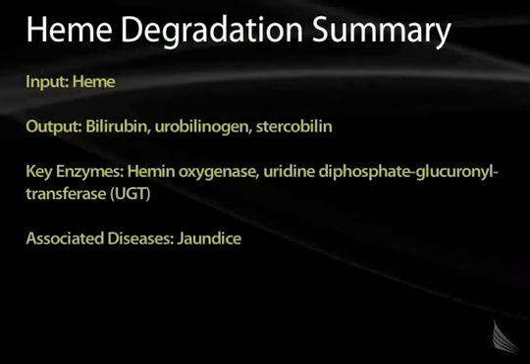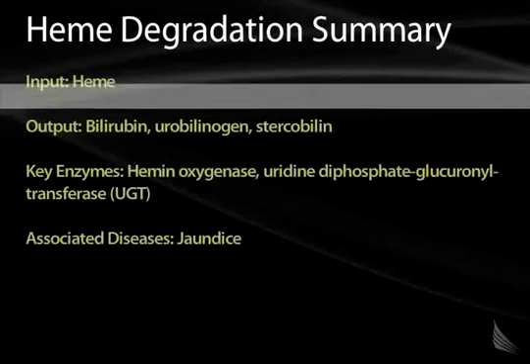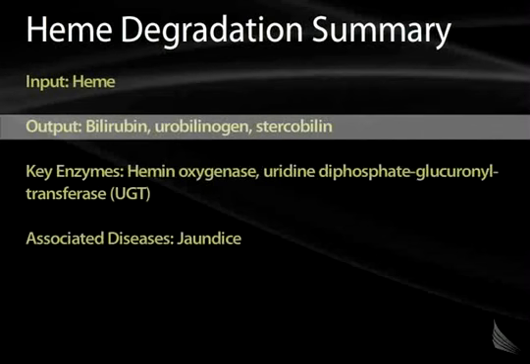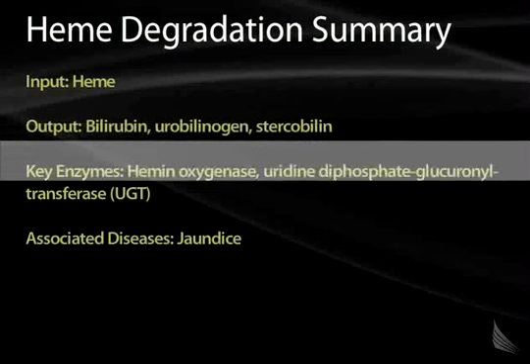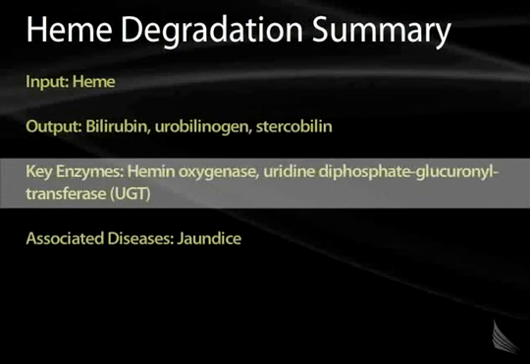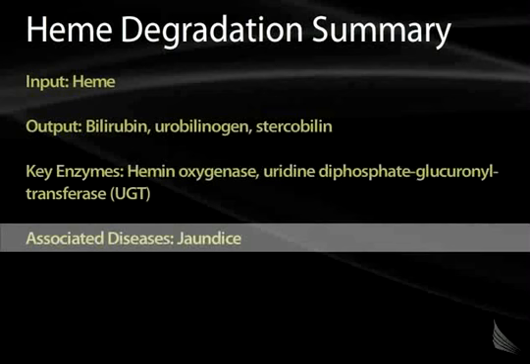So here's a summary of heme degradation. The input is heme, the output is bilirubin, which is converted in the intestine to urobilinogen, then excreted in the kidneys, and also stercobilin. The key enzymes are hemin oxygenase, which is the first step, and uridine diphosphate glucuronidase, or UGT. The associated diseases are all the forms of jaundice that we talked about. And this ends the section on heme metabolism.